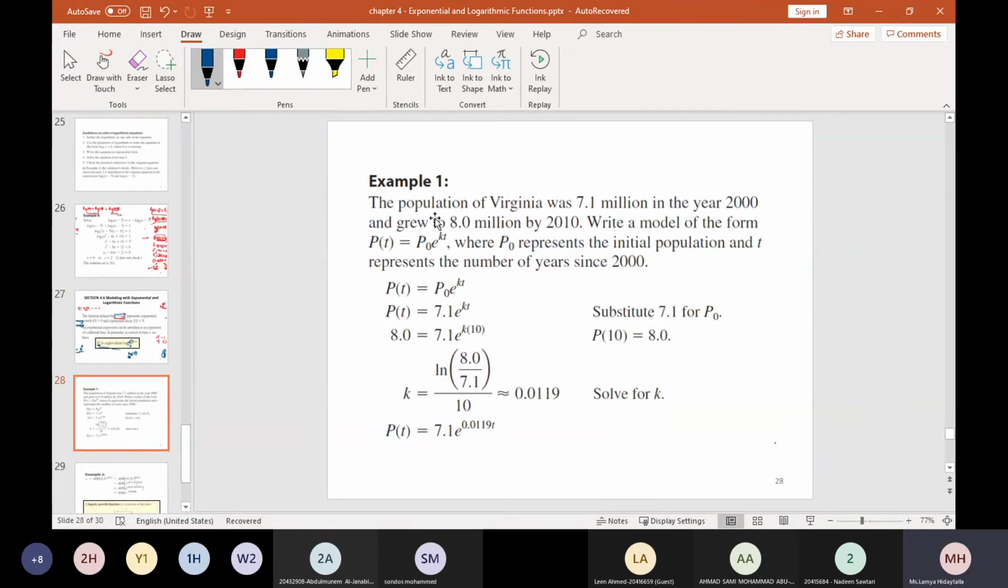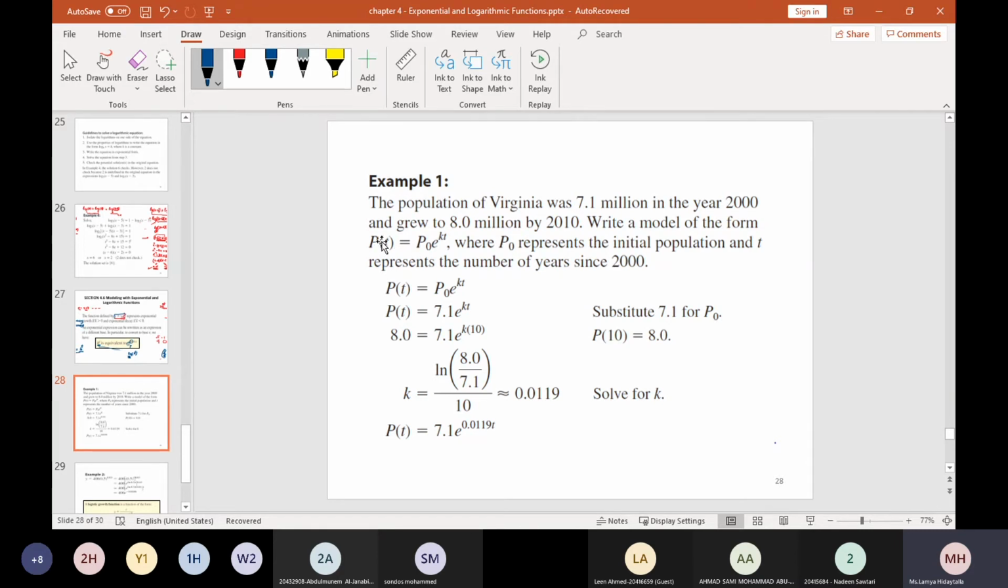Okay, let's see some examples. Now, the population of Virginia was 7.1 million in the year 2000 and grew to 8 million by 2010. That means within 10 years there was an increase in population from 7.1 to 8. Write a model of the form... we can represent this population by an exponential function, meaning the population is increasing exponentially. Okay, he told us that this population you can model it like that.